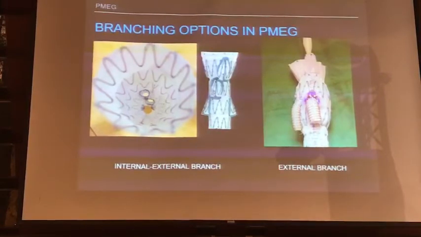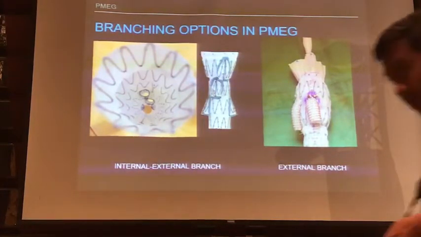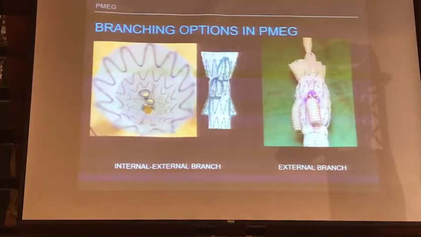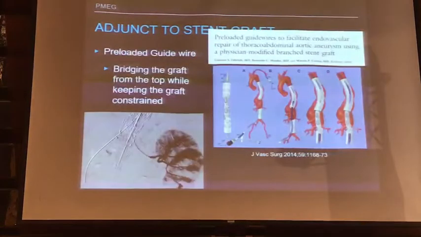The difference between the custom-made branch and the PMEG branch is the external branch nature of the custom-made device. We use the external branch only because we just sew the graft to the hole that we make on the graft. As an adjunct, we probably add a preloaded guide wire to bridging stent from the top while we are keeping the graft constrained in the sheath, because sometimes we lose control of the graft after we deploy it, so we cannot turn it again. This is widely reported by the Mayo Clinic group.